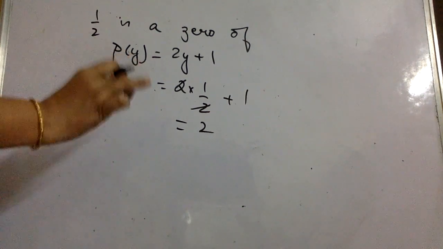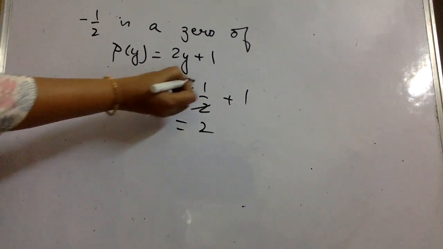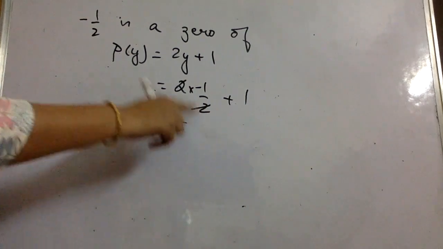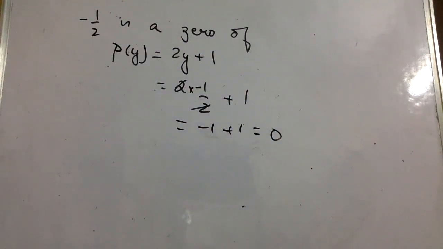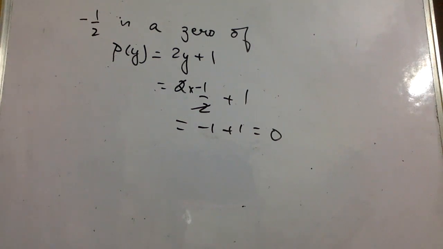Let us now make a small change in this question only. Let me put a minus, and then I'll put a minus here. What I'll get here is minus 1 plus 1, that's a 0. So this is p(y) is equal to 0. Then minus half is definitely a 0 of this polynomial, but we just saw that half is not a 0 of this polynomial.